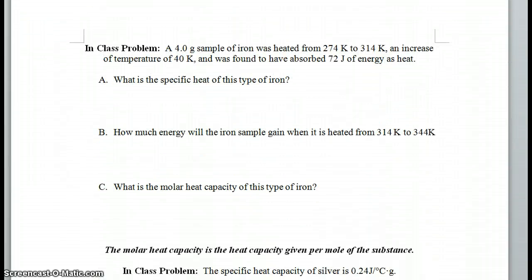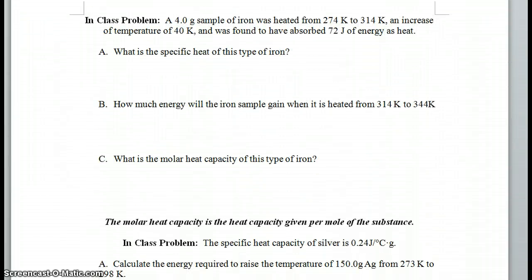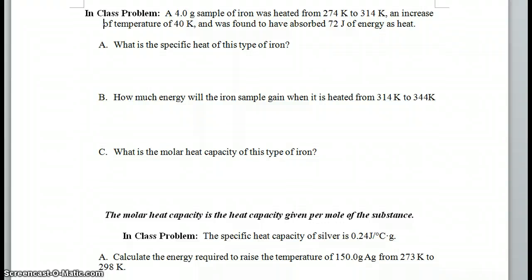Okay, the next set of problems you should be able to solve fairly easily, so go ahead and pause the screencast to solve those problems, and I'll go over the answers to those. Okay, so A should be 0.45 joules divided by grams times Kelvin. Letter B should be 54 joules.